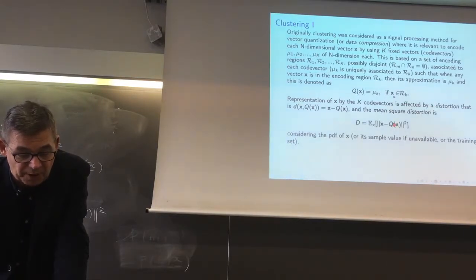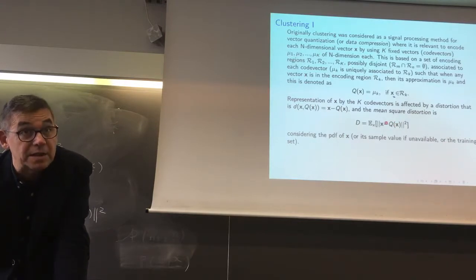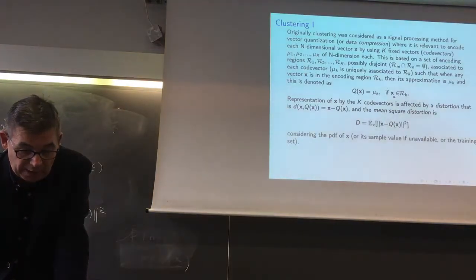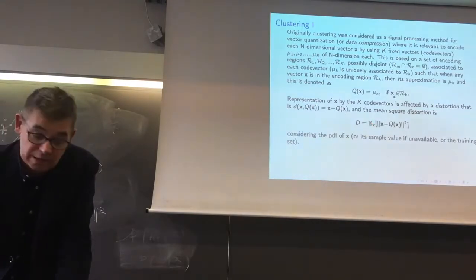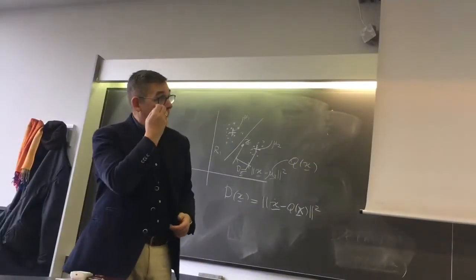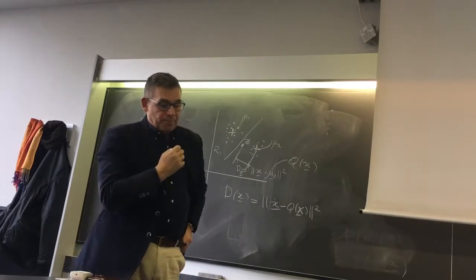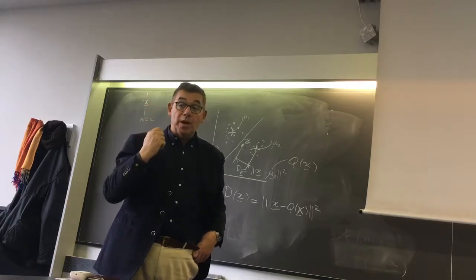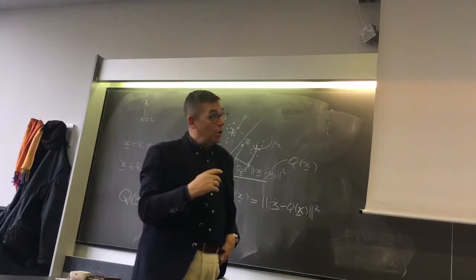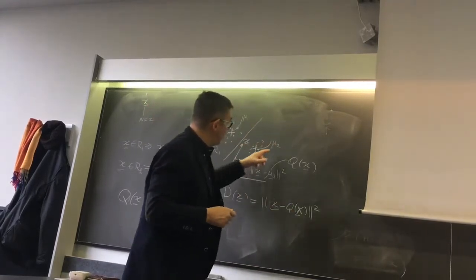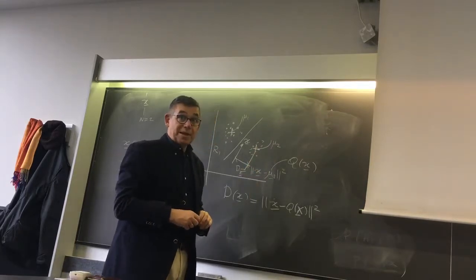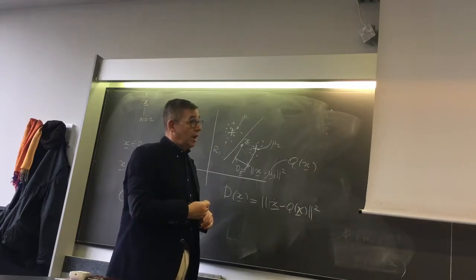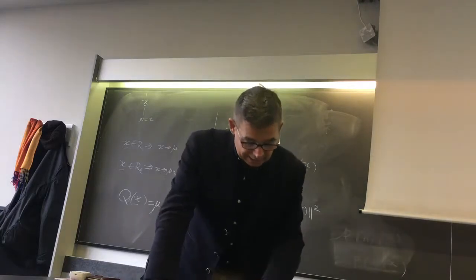This one is the mean square distortion, because it's the square of the distortion. This expectation is calculated with respect to the distribution of x. My goal is to find a set of points, mu1, mu2, and so on, in such a way that the mean square distortion is minimized. This is done by clustering.